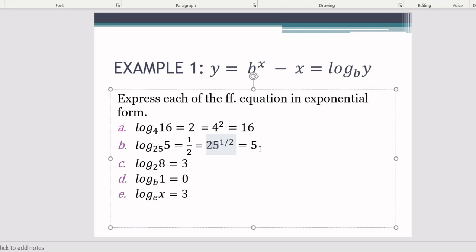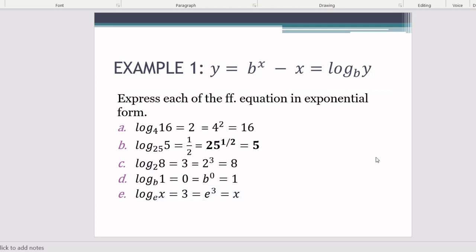This is correct. Okay, so next, that should be 2 raised to 3. 2 cubed is equal to 8. This one, that is b raised to 0, that is equivalent to 1. And this one, this is e raised to the cube, that's equivalent to x. So that's how you transform the following into exponential form.